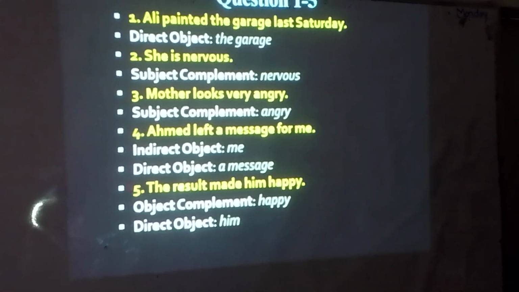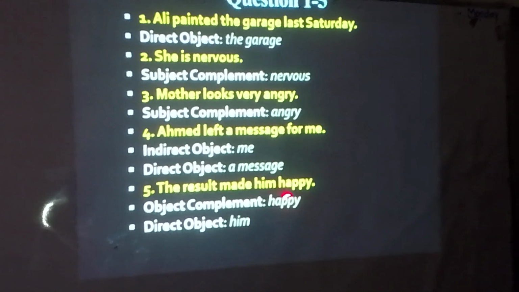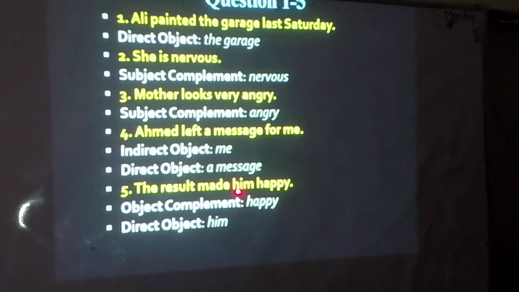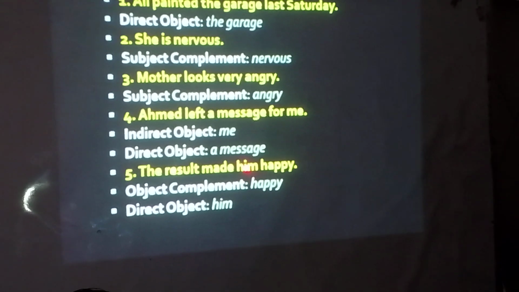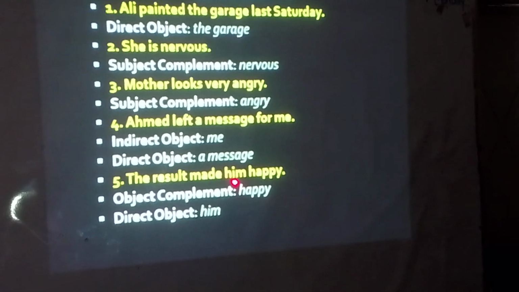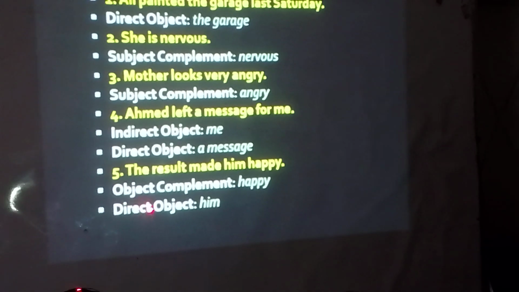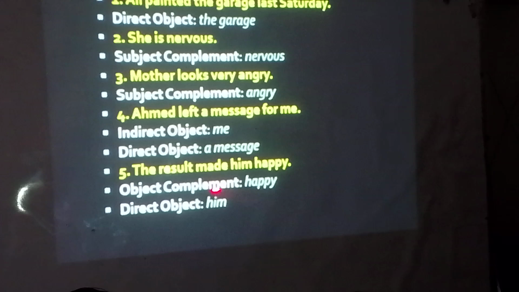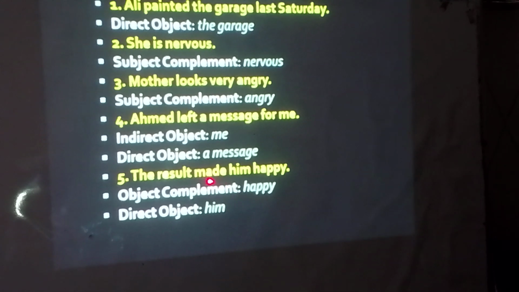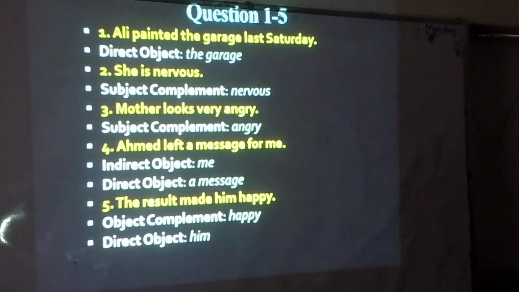object complements. Clear? So this happy is completing this object him. Are you understanding my point? This happy is completing the object him. Next one is, what is the direct object? Him is the direct object because the action of making is directly affecting him.